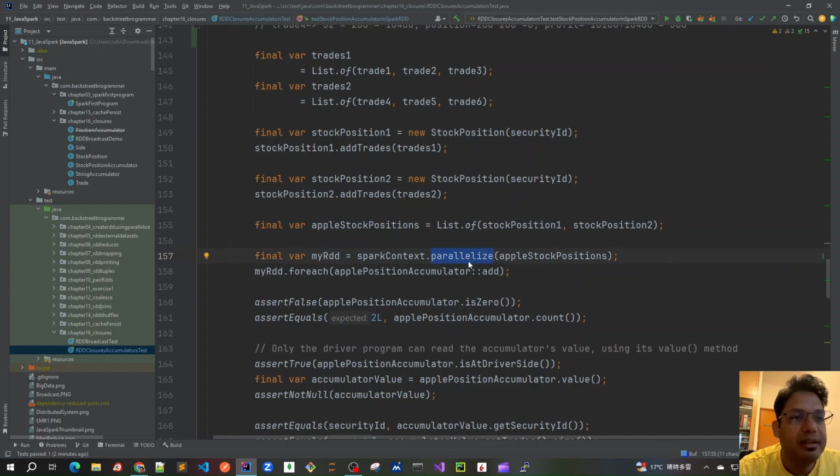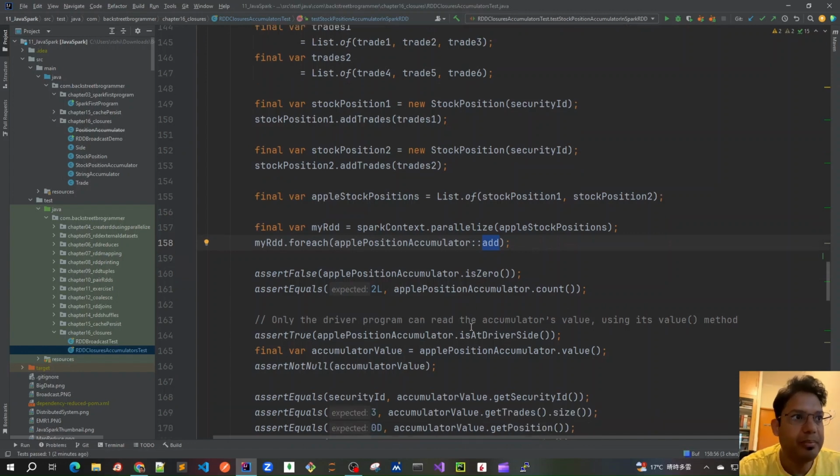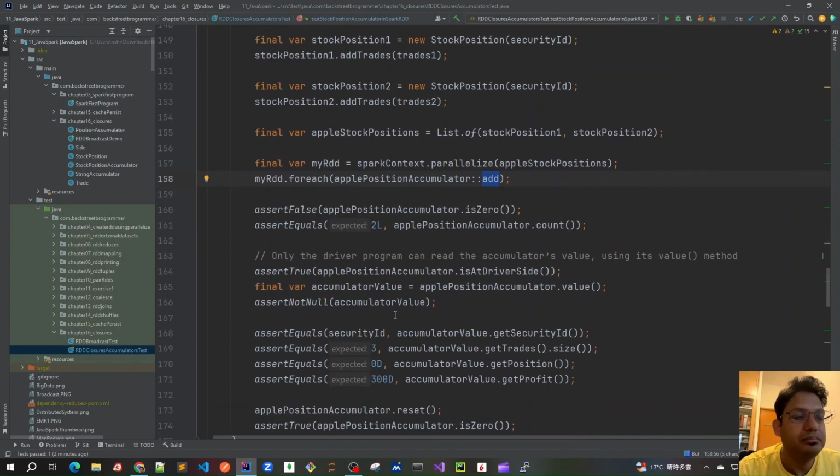Parallelize means that we are going to create an RDD out of that. So once we create the RDD, we are simply calling this add method for each. Just look at this lambda, and this is the method reference here by calling this add. In the add, as we have seen in the logic, we are going to calculate all the profits and the position based on the side of the order or side of the trade. Of course, we have got 2 positions there, so the count would be 2.